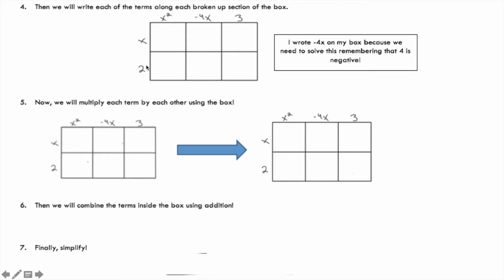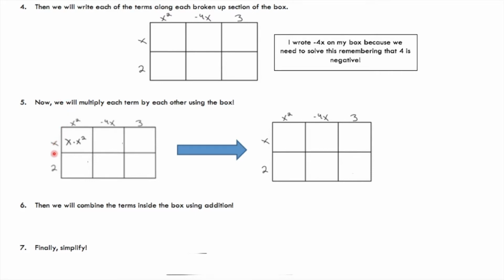All right. So now we're going to write each of these terms along each section of the box. You'll see here, I have my binomial x and 2. I always write the first term vertically on the box, so I write it going up and down. I wrote x and 2, that's the binomial, and then I wrote the trinomial along the top, x squared, minus 4x, and 3.